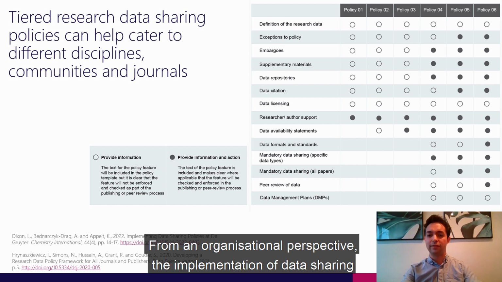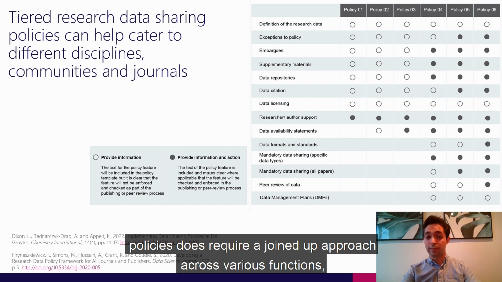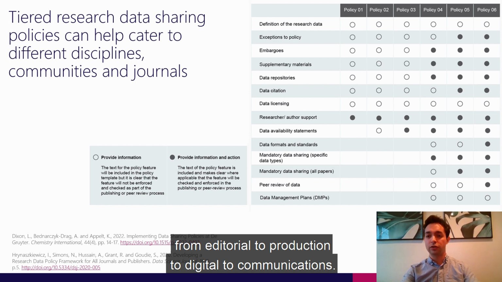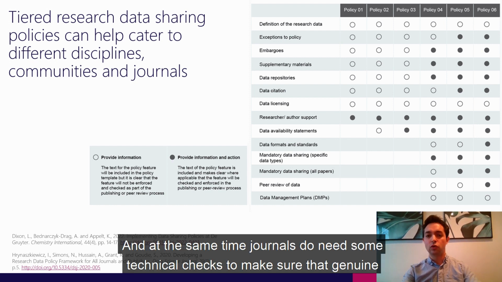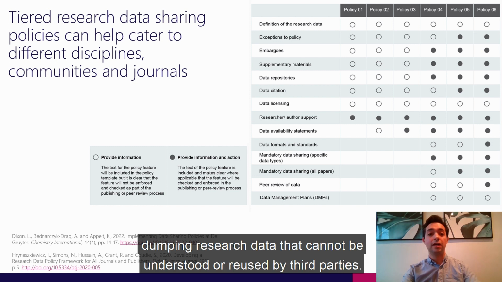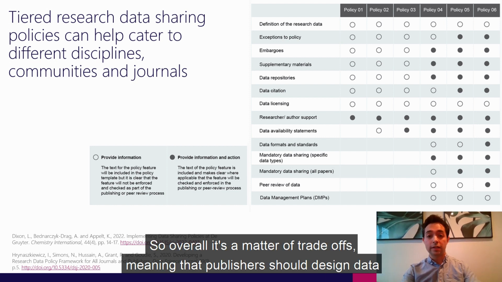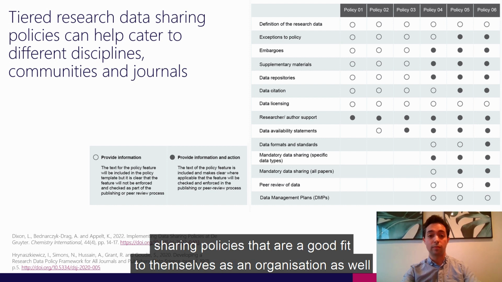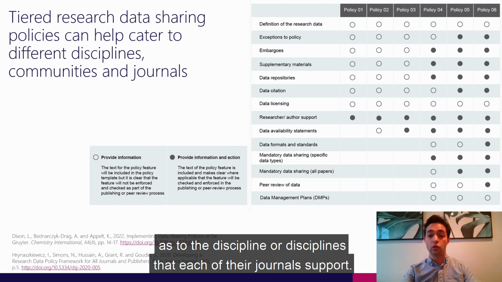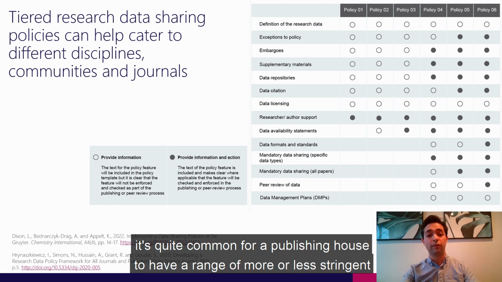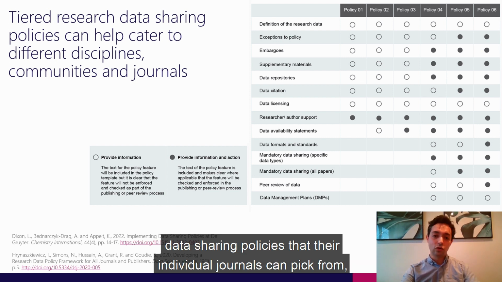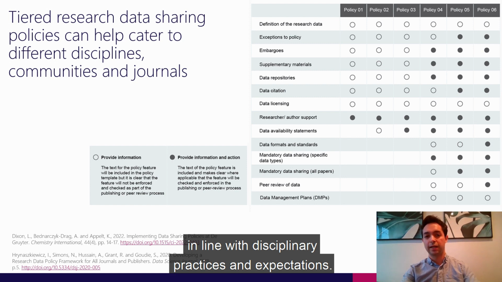From an organizational perspective, the implementation of data sharing policies does require a joined up approach across various functions, from editorial to production to digital to communications. And at the same time, journals do need some technical checks to make sure that genuine data sharing is taking place and that submitting authors are not just dumping research data that cannot be understood or reused by third parties. So overall, it's a matter of trade-offs, meaning that publishers should design data sharing policies that are a good fit to themselves as an organization, as well as to the discipline or disciplines that each of their journals support. And to give you an example, it's quite common for a publishing house to have a range of more or less stringent data sharing policies that their individual journals can pick from in line with disciplinary practices and expectations.